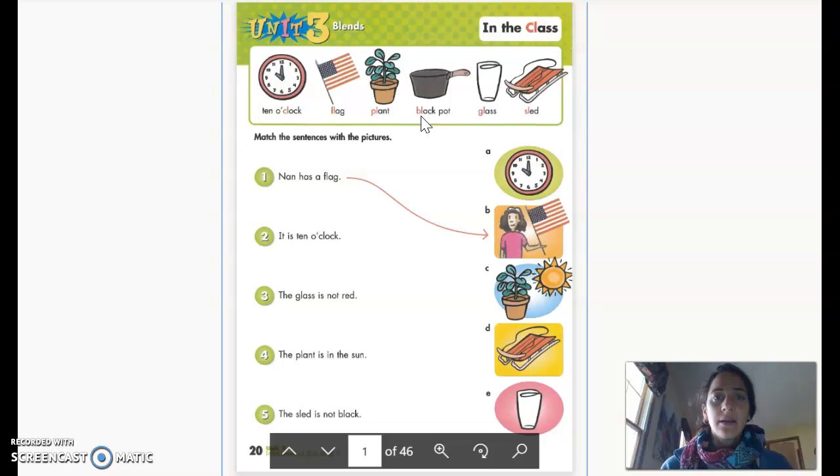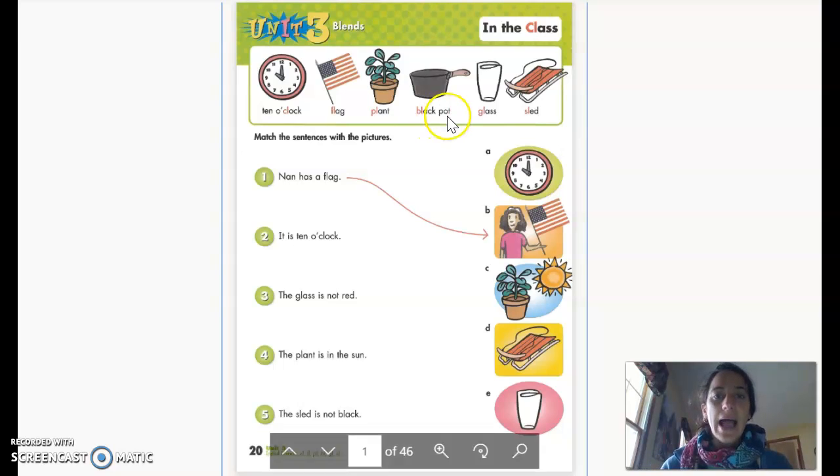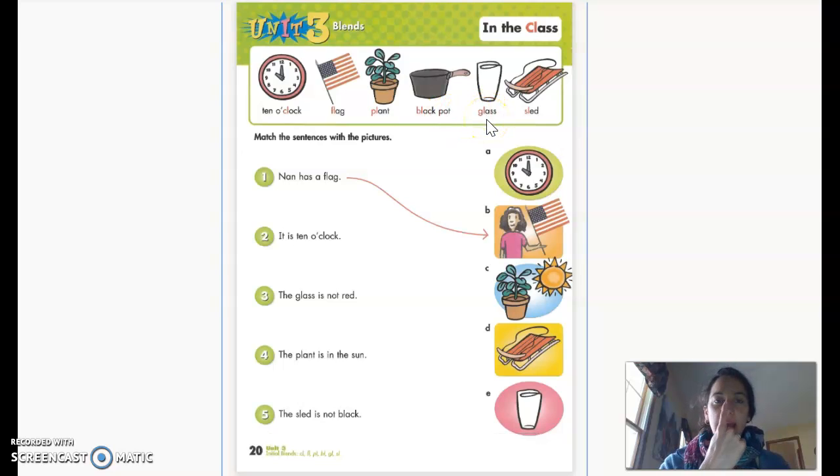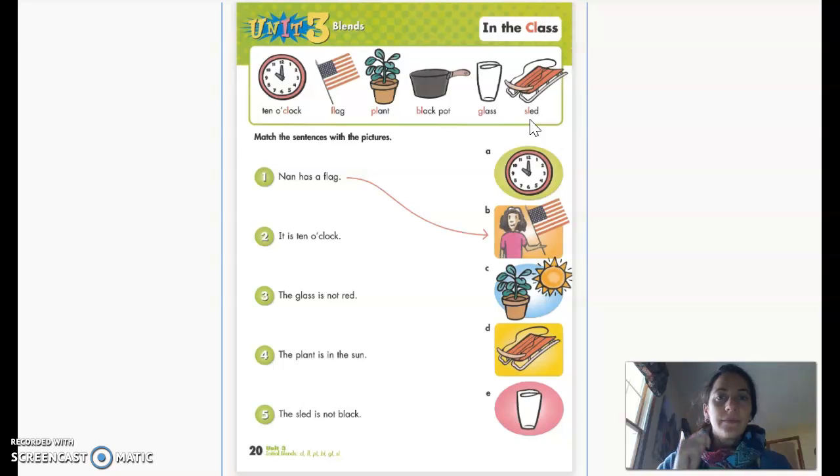Black has BL, blah, black, the black pot. Glass has GL, gla, glass. Sled, SL, sl, sled.